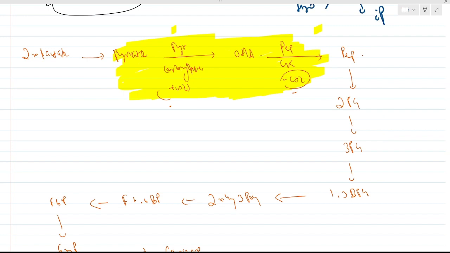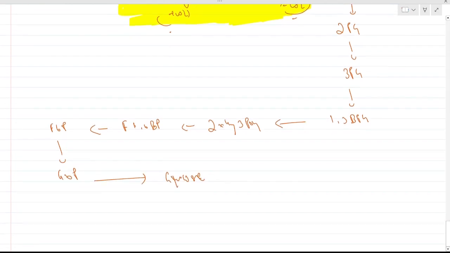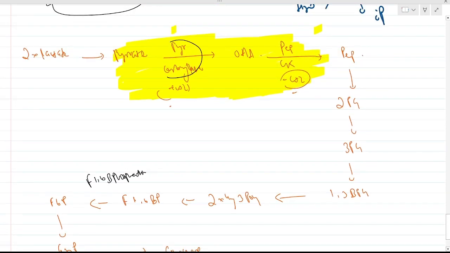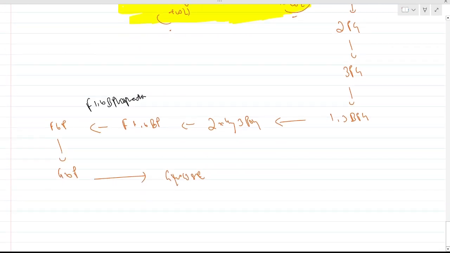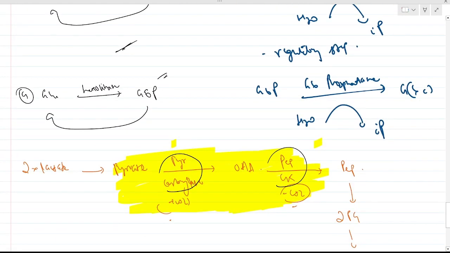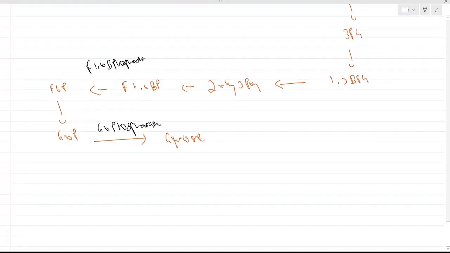So I'm going to write the enzymes here. The further enzymes we have seen: from fructose 1,6 bisphosphate to fructose 6 phosphate, fructose 1,6 bisphosphatase. Already the two key enzymes, carboxylase and carboxykinase, we have discussed. And from glucose 6 phosphate, glucose 6 phosphatase. The four key enzymes we have discussed here are related to the irreversible parts of glycolysis.